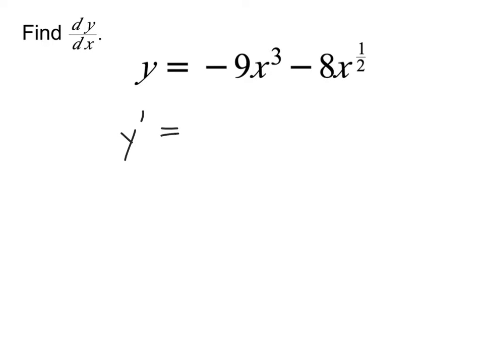All right, so for the first one, what I hope you did is that you took the derivative of the negative 9x cubed first. And so I multiply the negative 9 times 3. That gives me a negative 27. And then that becomes x to the power of 2 instead of x to the power of 3. Then we repeat the same thing with the second term. So I do the 8 times 1/2, which gives me 4. So it's going to be minus 4 x to the power of, I do the 1/2 minus 1. That is a negative 1/2.